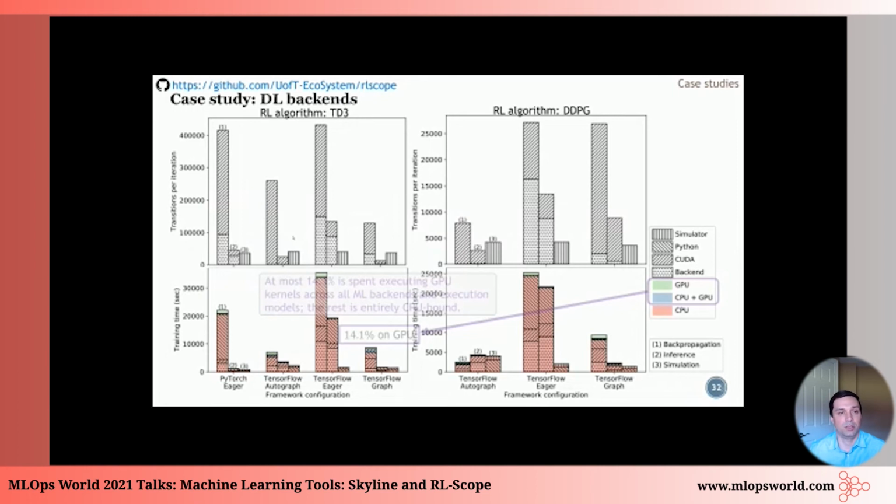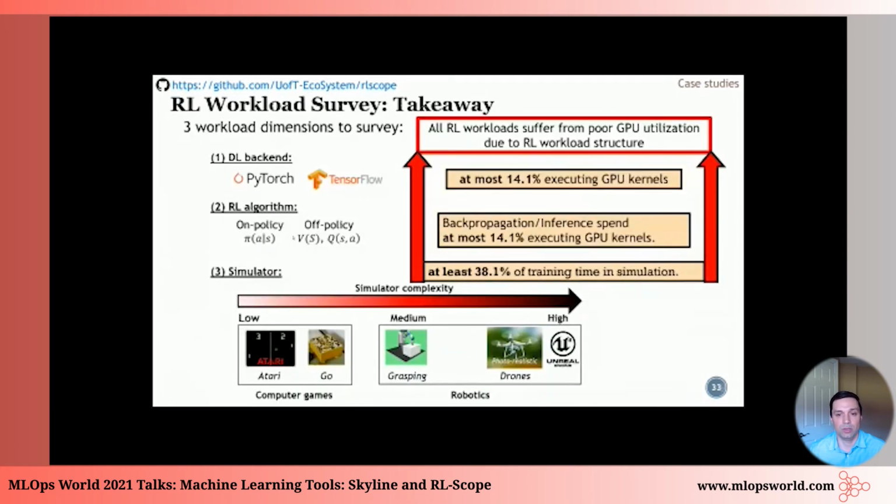And there are more details about that in the paper. So in summary, the key takeaways here: there is very little time running on the GPU kernels when using reinforcement learning, and that's because of the frequent transitions. Backpropagation spent, again, only 14% of time, and at least 38% of training time is spent in simulation. So running your simulator efficiently is very critical for those workloads. That's very different from supervised learning, where all the labels are given to you.